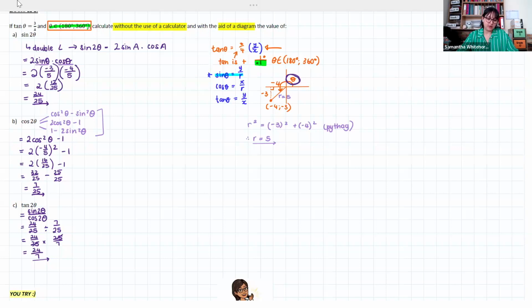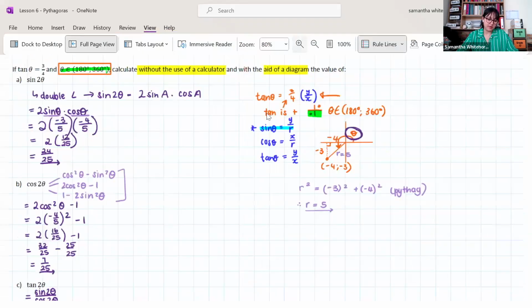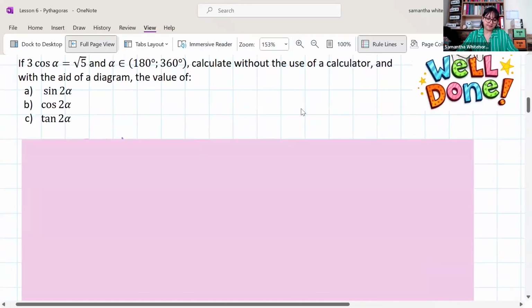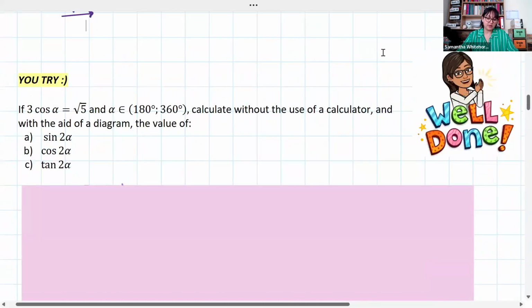Right, so you guys are going to try this question below. I'm going to make it a bit bigger and then put it up for you. Right, so you've been given 3 cos alpha equals √5, and alpha is an element of 180 to 360. Calculate without the use of a calculator, the aid of a diagram, the value of.